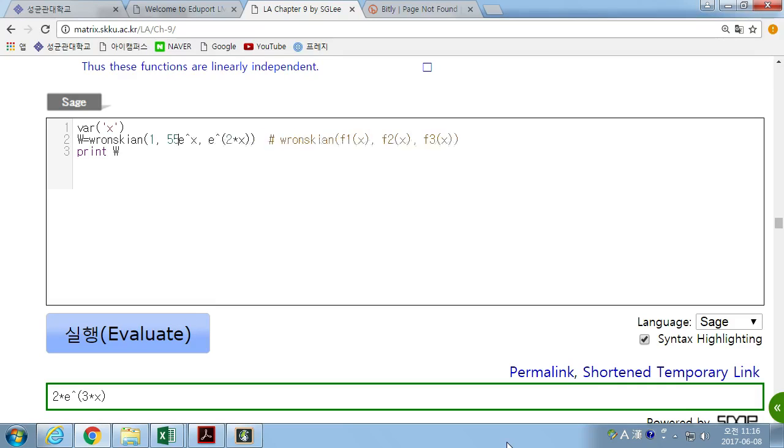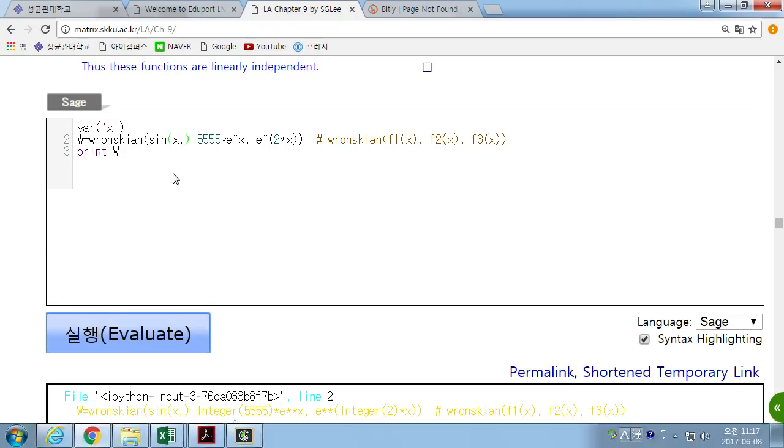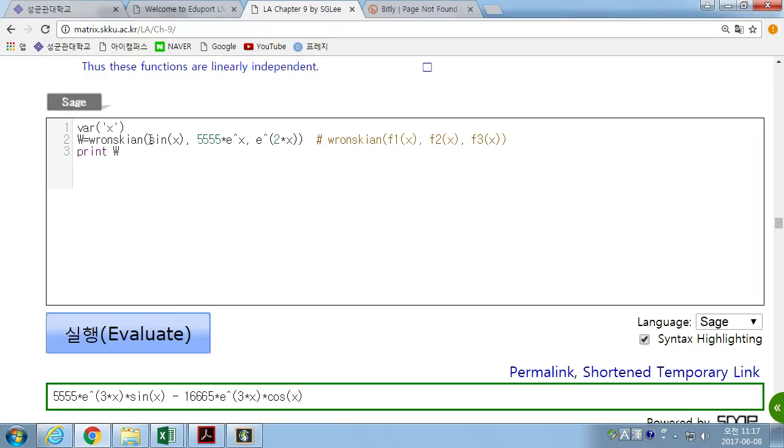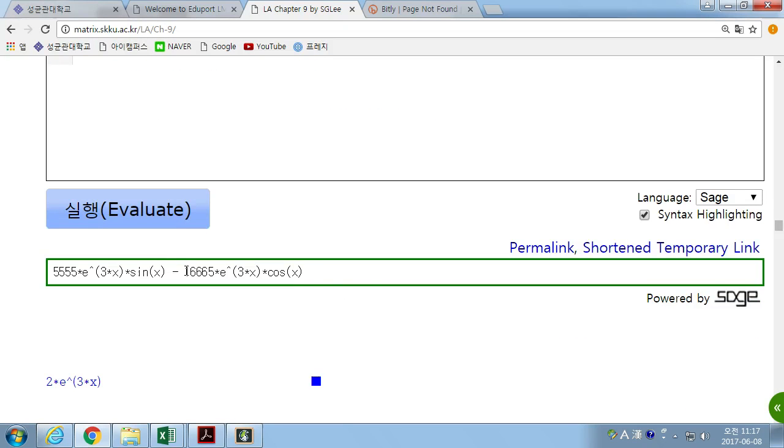these are continuous functions. If we have different functions like this, or we can have a sine x here, x sine x here, when we have continuous differentiable functions, we can always find the Wronskian easily like this. This is not a zero function, so this is also linearly independent. Okay.